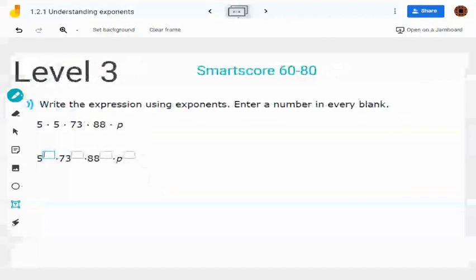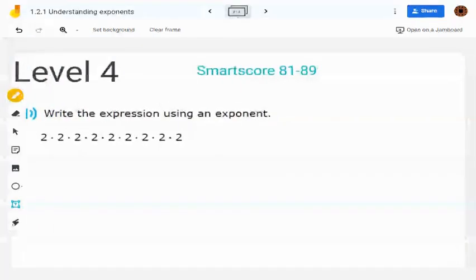Another level 3 problem. Okay, this time they give us the boxes again. And now you notice a variable in here. But variables can have exponents just like whole numbers, because a variable is a number, so we can treat it very similarly. So there's 1 p there, so it would just be to the 1st power. So you don't really do it any differently. I guess I'm going to go backwards this time. 88 to the 1st power, 73 to the 1st power, and we've got 2 of those 5s, so that'll be to the 2nd power.